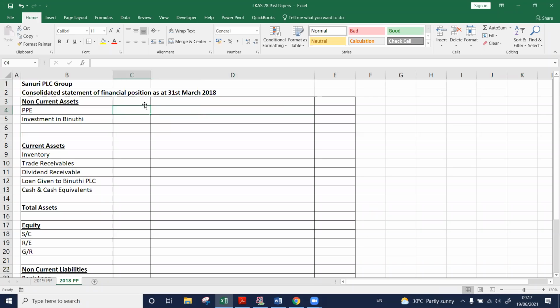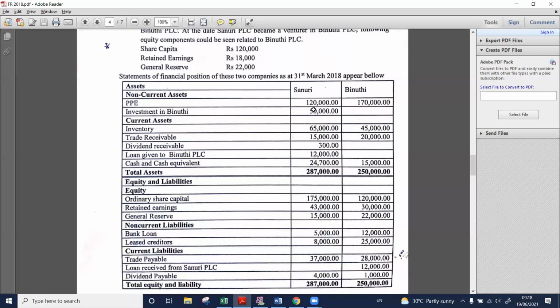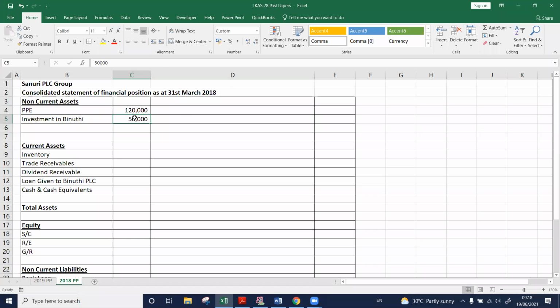The parent company figures. So who is the parent? Parent is Sanuri PLC. Sanuri is the parent. Binuti is the joint venture. PPE, the parent company figure is what? 120,000. Right. So in the first column I have allocated the parent company figures. PPE value of the parent is 120,000. Investment in Binuti 50,000. So I will show how it goes with double entries. That is why I have taken the figure here. Double entries එක මේක නැති වෙන්නේ කොහොමද කියලා මම පෙන්නන්නම්. ඒකයි මම මෙයාව මෙතනටම අරන් ආවේ.